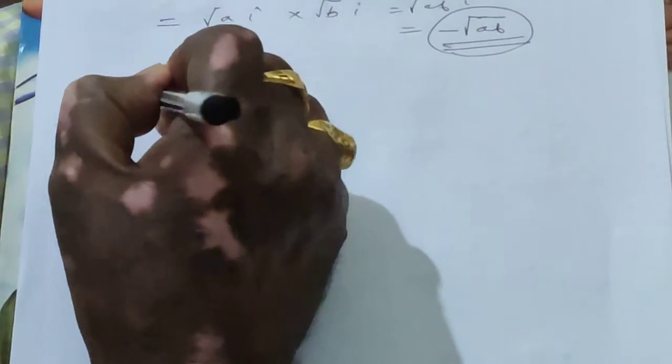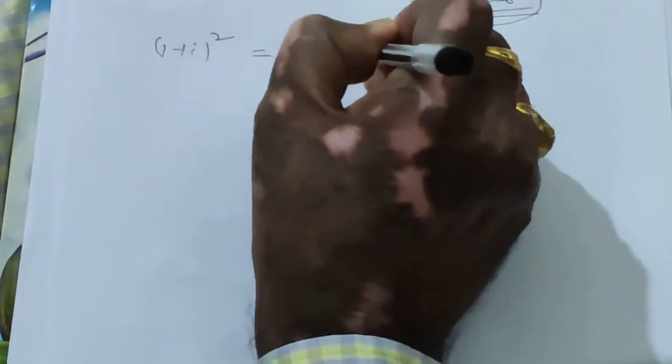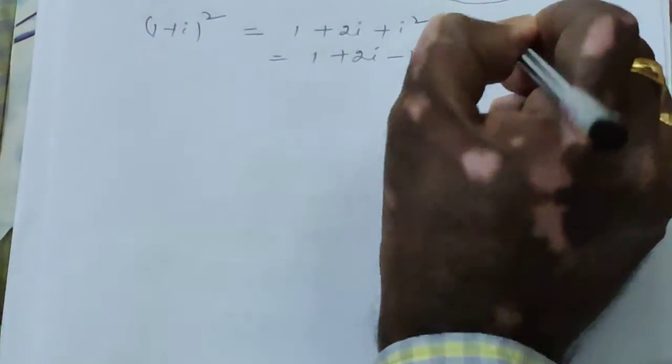Now evaluate (1 plus i) whole square equals a square plus 2ab plus b square, equals 1 plus 2i minus 1, equals 2i.